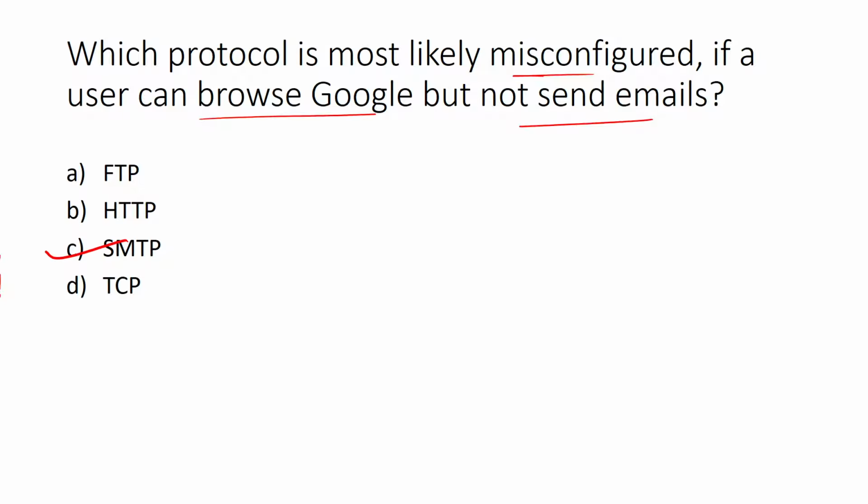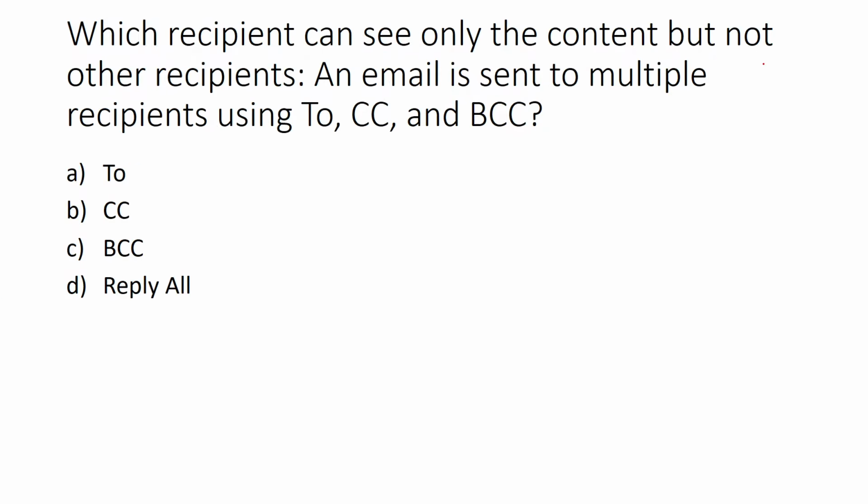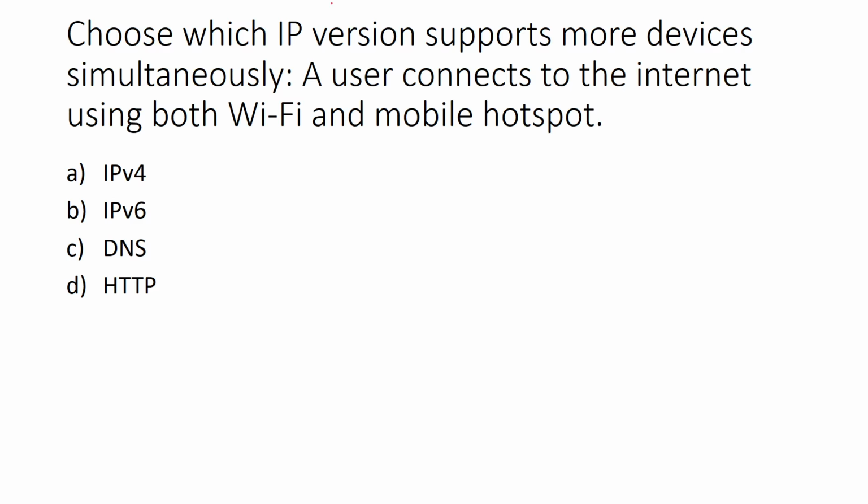So SMTP. Next, which recipient can see only the content but not other recipients? Okay, so what is that? BCC.